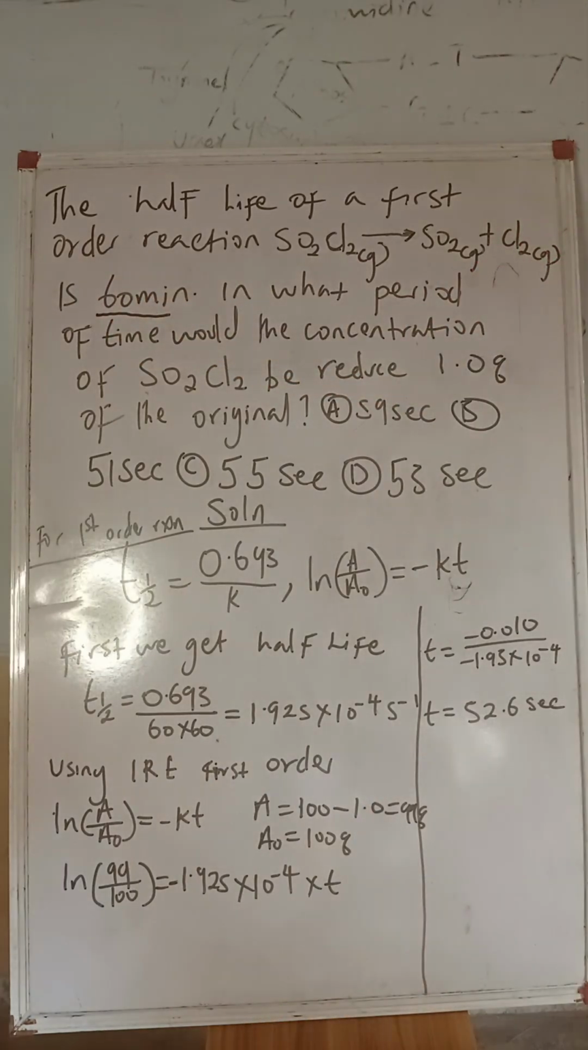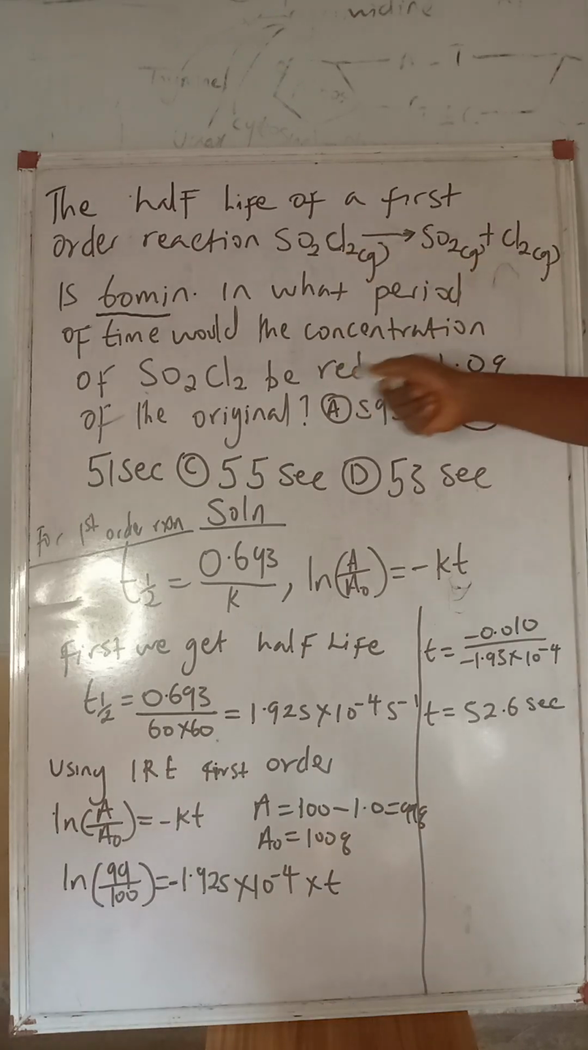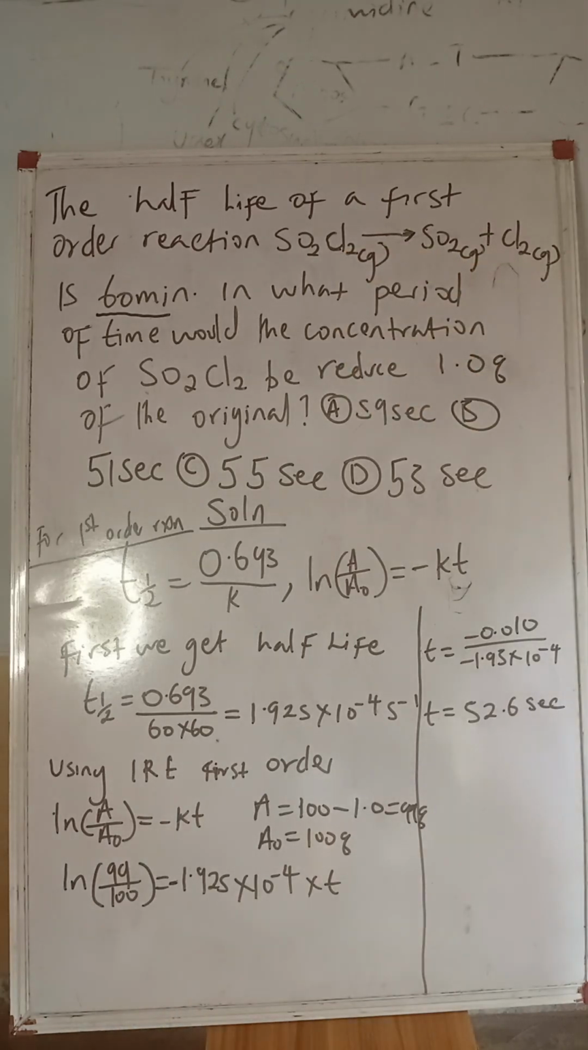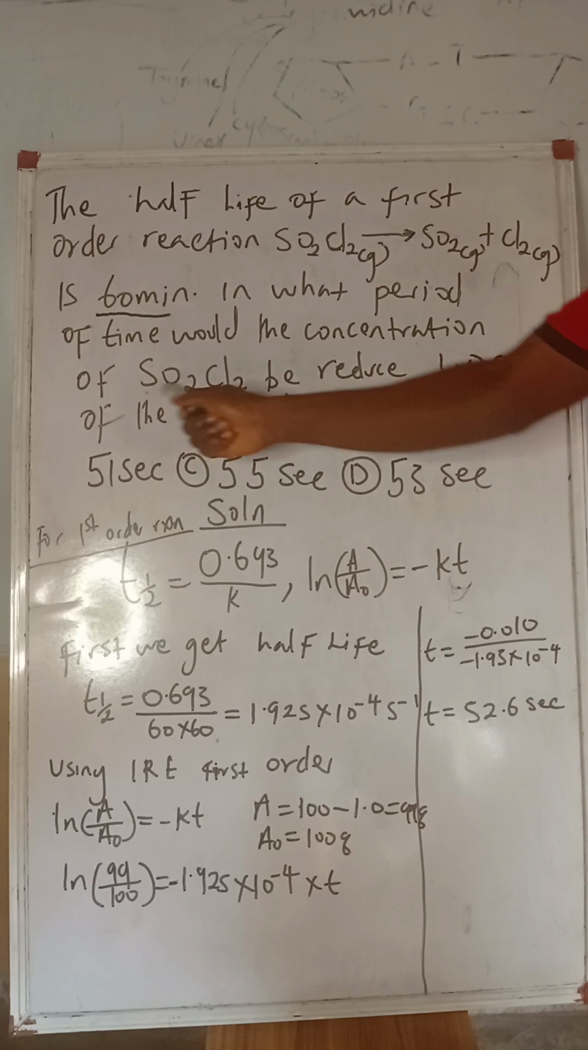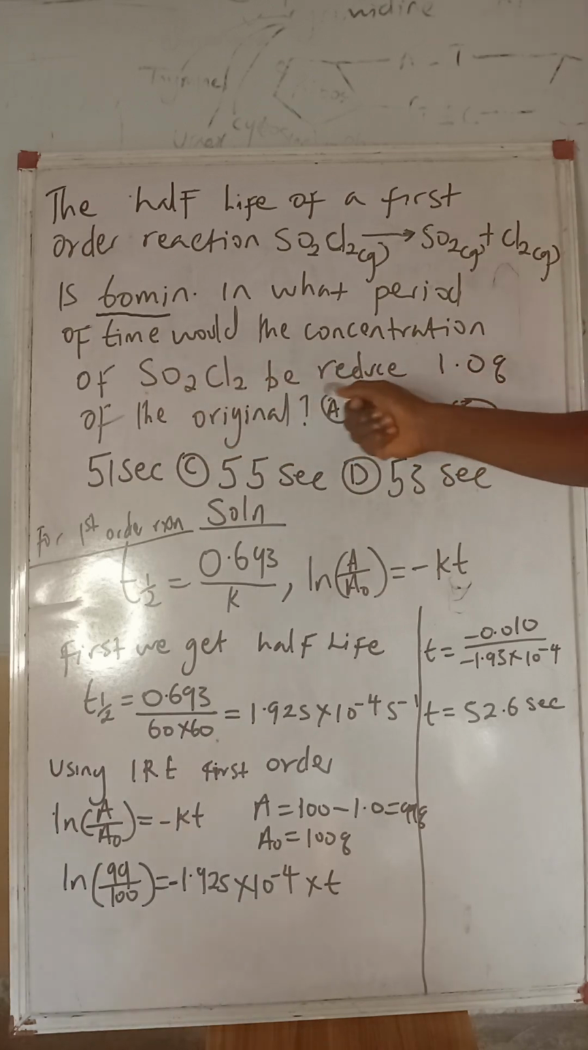Every reaction can have a half-life: the time taken for the reaction to be completed by half, or for half of the product to be formed. The half-life is 60 minutes. So what time will the concentration of SO2Cl2 be reduced to 1% of the original?